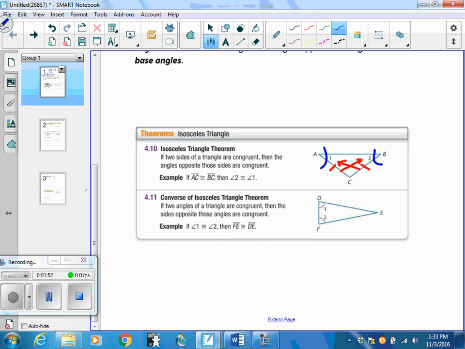The converse of that starts with the angles. If we have base angles that are congruent, then the sides opposite those angles must also be congruent to each other.